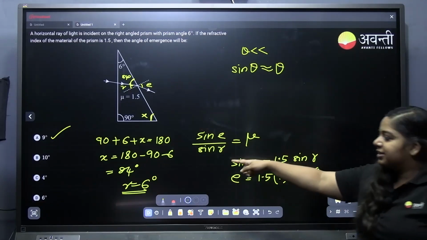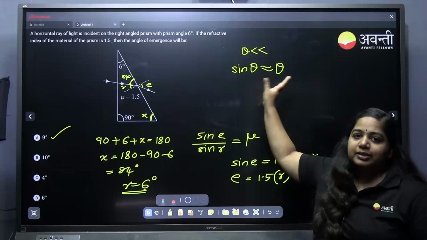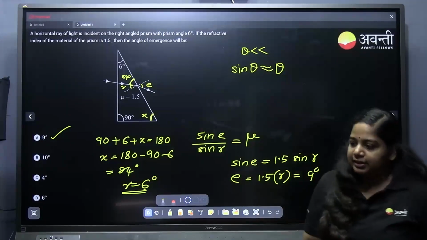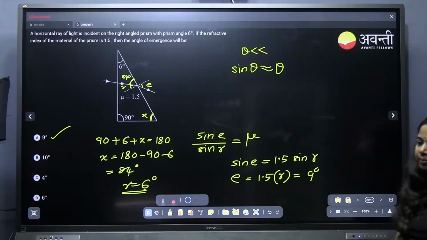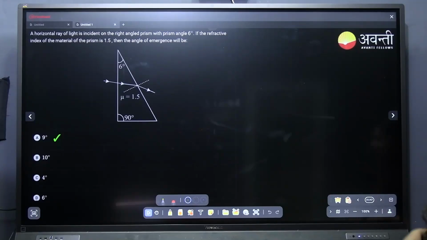Here we are taking extra assumptions. When theta is very small, we have to assume that sin theta is approximately equal to theta, and based on that we are finding this answer. Okay, moving on to the next topic. Next question.